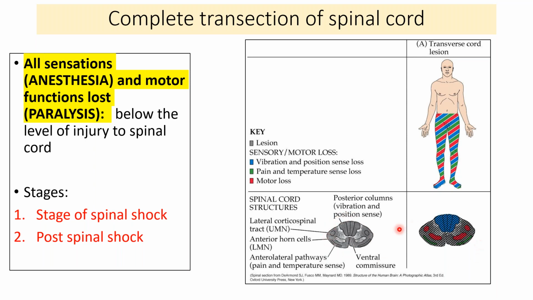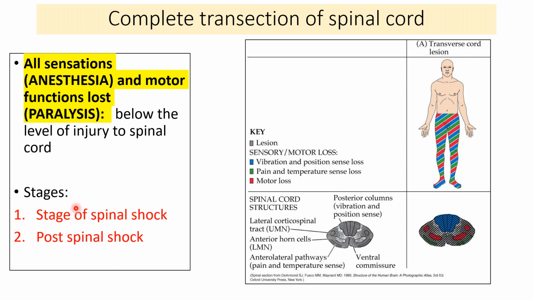So suppose the entire spinal cord has been injured. So what will be the effects? All these tracts will go. So these are going to lead to total anesthesia, loss of sensation, and motor function paralysis. So paralysis and anesthesia, that means loss of all the sensations and loss of all motor functions below the level of injury. So suppose this was the level of injury at this particular spinal cord level, for example T7. So below T7, all the sensation and motor functions will be lost.